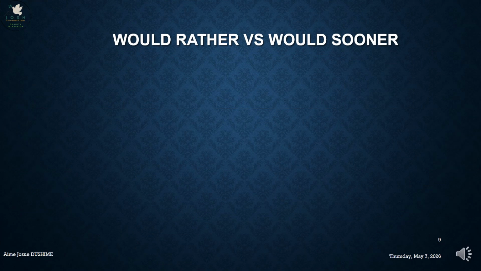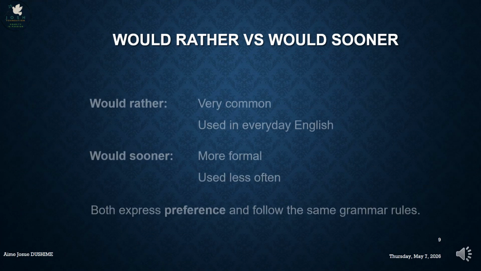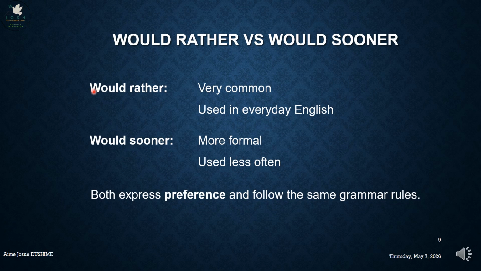Let's see would sooner in comparison with would rather. When I say would rather, it is very common and used in everyday English. Most people use would rather. Would sooner is more formal, more academic and more into the writings, and used less often. Not always people use it. But both express preference and follow the same grammar rules. Their rules are the same, the structures are the same. The difference is that one is very common and another is less common.